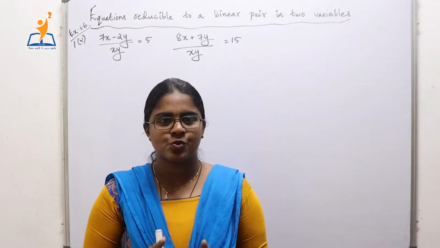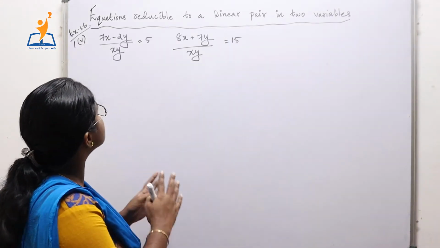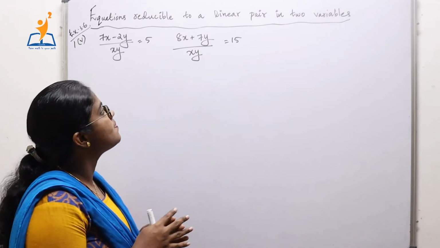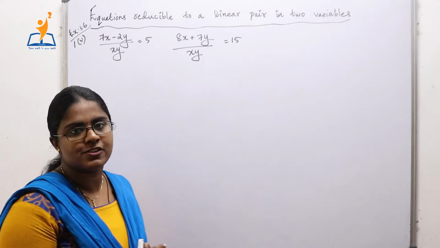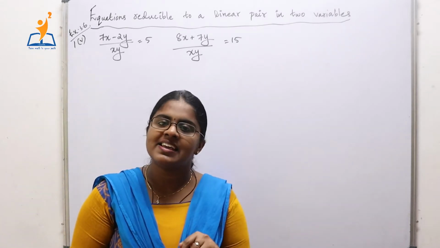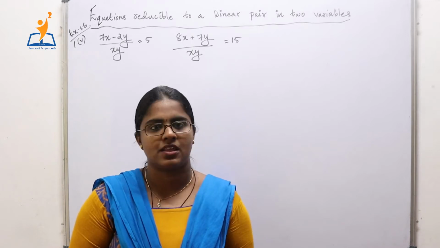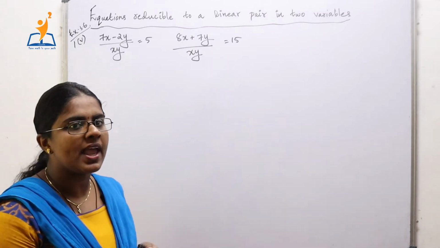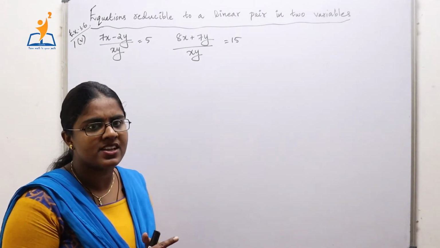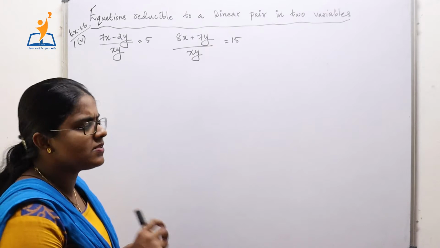Now the next question is 7x minus 2y by xy is equal to 5 and 8x plus 7y by xy equals to 15. Looking into these equations, we can clearly say that they are not linear equations. So in order to make them linear, we are going to do some simple simplifications and some simple substitutions.